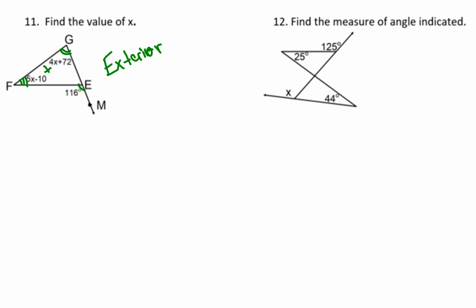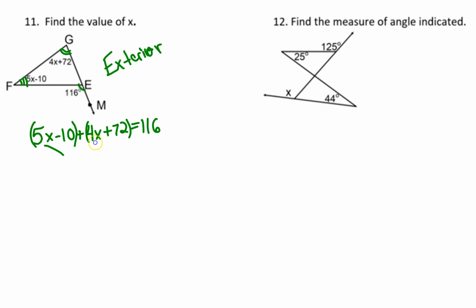So what we need to do with that information is simply write it in an equation. So we're going to say that these two angles added up are going to equal this angle. So we'll say 5x minus 10 plus 4x plus 72 is equal to 116. So all we have to do now is look at these two angles, and if you see, all this stuff's already on the same side. So if it's on the same side of that equal sign, we're just going to combine like terms.